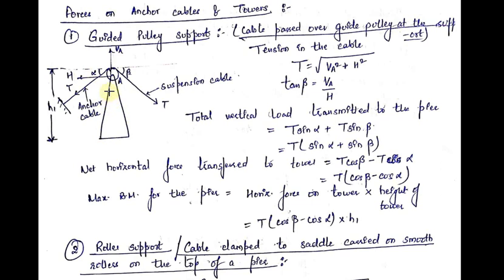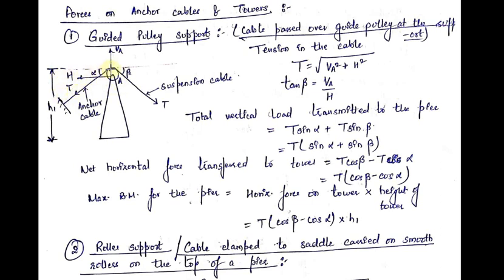So, in the first lecture, we studied two types of support systems. One was the guided pulley support system and one was the roller support system. So first we will study the guided pulley system, that is, how to calculate the forces in the guided pulley system. In the guided pulley system, the cable is passed over a guided pulley which is fixed at the top of the tower.